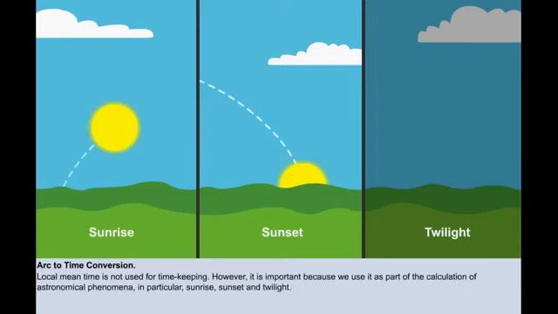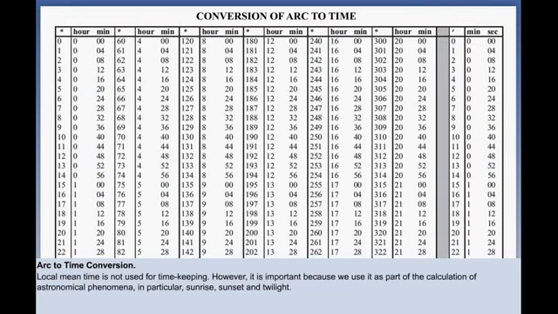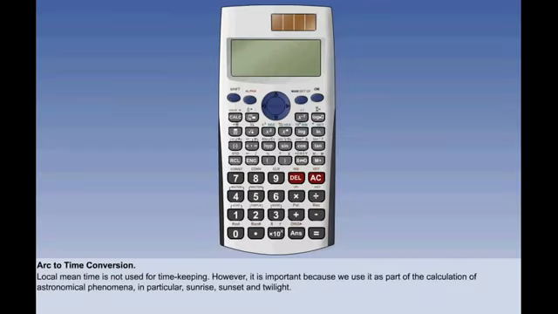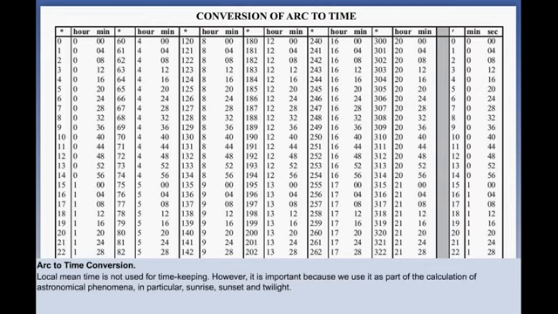However, it is important because we use it as part of the calculation of the time of astronomical phenomena, in particular sunrise, sunset and twilight. We therefore need to know how to convert from LMT at one longitude to LMT at another, and how to convert between LMT and UTC. There are two methods, which are the tables in the Air Almanac and direct division of longitude. We'll start with the use of the tables.